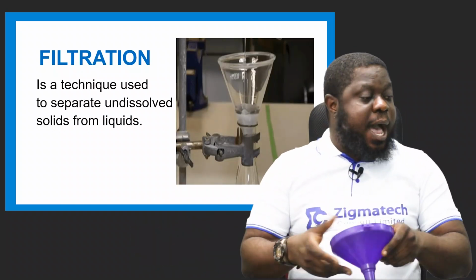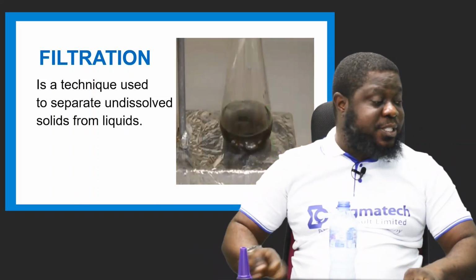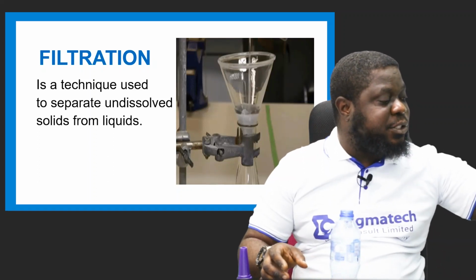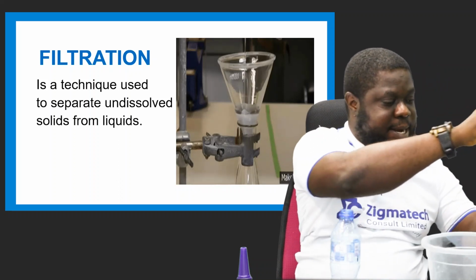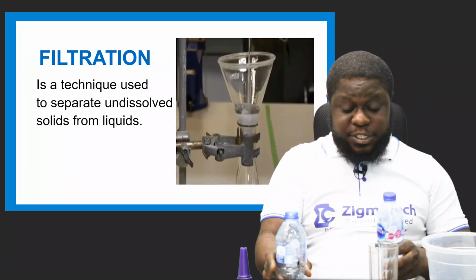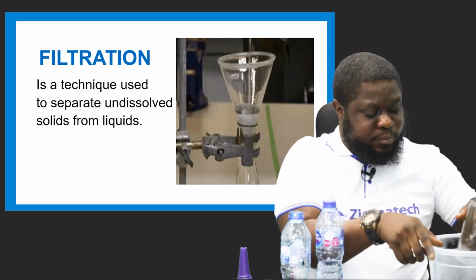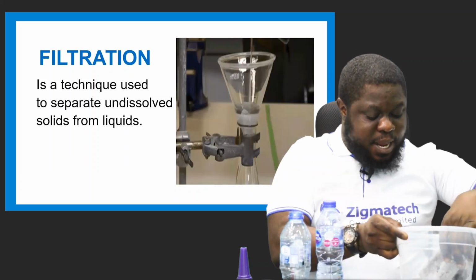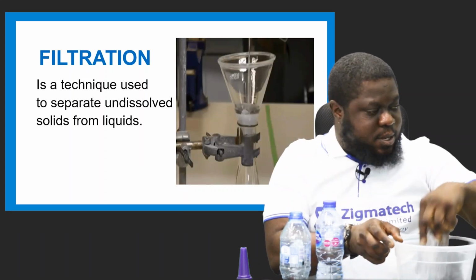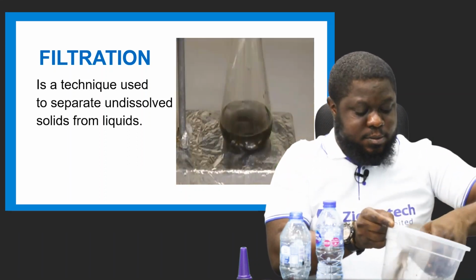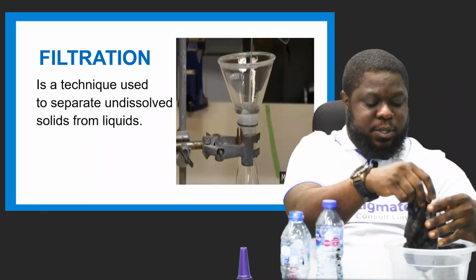Now let us know how we are going to do this simple filtration. For this filtration, I will still use sand and water again. I am pouring the sand back inside the water. Now we are going to filter, on the basis of filtration.